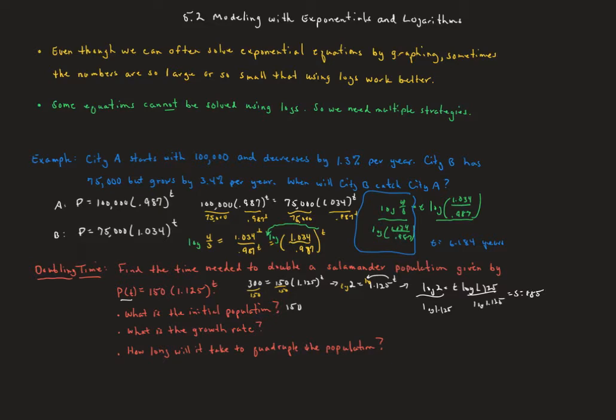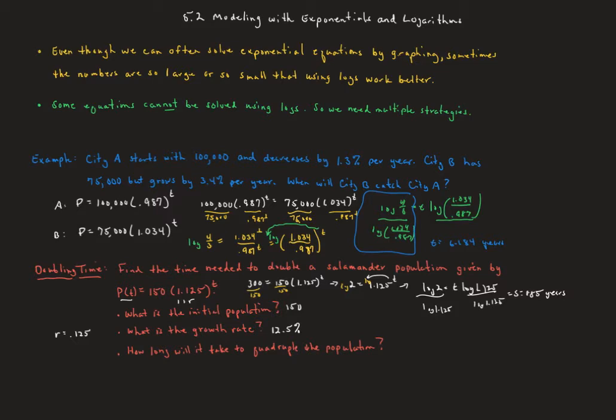5.885, and I didn't really say time in there, but let's just imagine it's going to be years. Okay, then on to the other questions. What is the growth rate? So we know the growth rate is going to come from this base, which we know is going to be 1 plus r. So if we subtract off that 1, we're going to get 0.125. And if we then change it to a decimal percent, we're going to get that the growth rate is 12.5%.